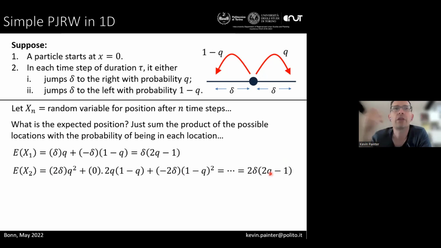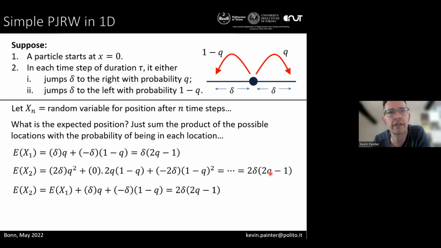And if you go to the third time step, of course, that calculation is going to get a little bit longer, because then you could be at 3 delta, at delta, at minus delta, at minus 3 delta. There's going to be more steps along the way, but you could do this a lot more quickly by simply noting that there's an induction process going on here, because if we go back to that expected position after 2 time steps, it's simply going to be your expected position after 1 time step plus another movement right or left.